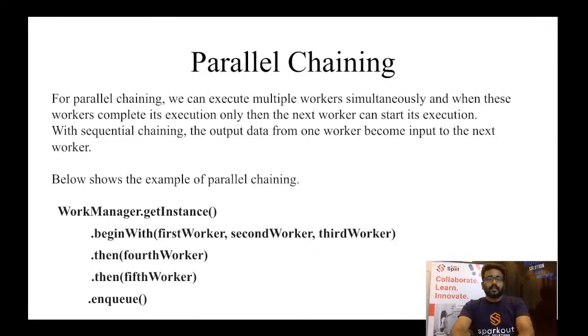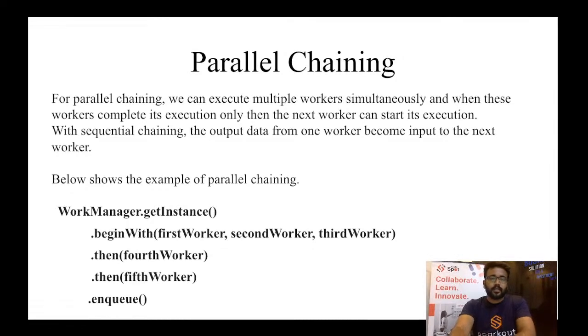The next one is parallel chaining. With parallel chaining, we can execute multiple works simultaneously in the background. And when these works complete their execution in parallel, only then the next worker can start its execution. So with sequential chaining, the output data from the set of parallel chaining will be the input to the next worker.